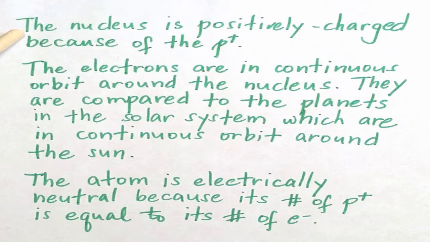Recall that the nucleus is positively charged, and this is because of the protons that it contains. Now, the electrons are in continuous orbit around the nucleus. They are compared to the planets in the solar system, which are in continuous orbit around the sun. And the atom is electrically neutral because its number of protons is equal to its number of electrons.